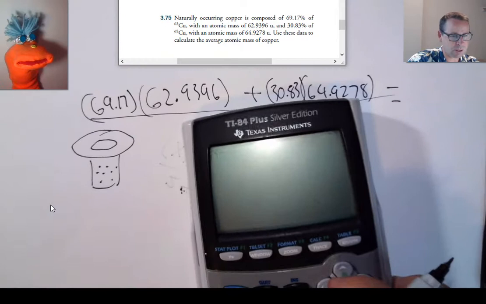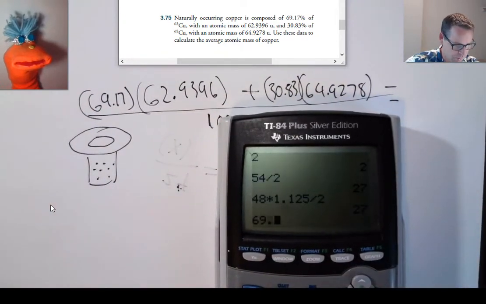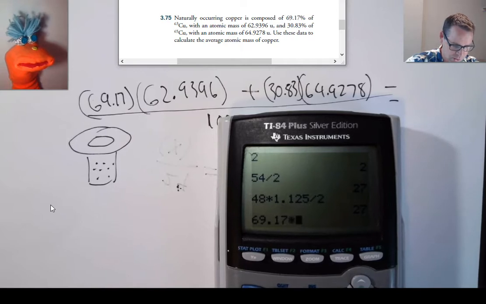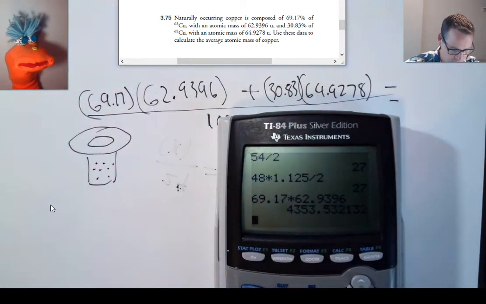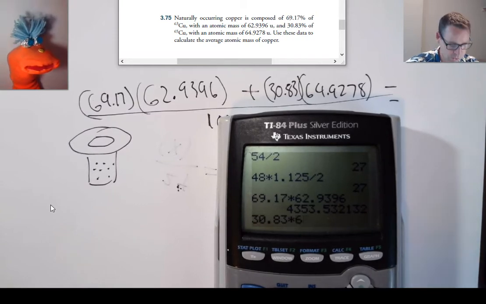So let's finish that up on the calculator here. 69.17 times 62.9396. All right, so that's the contribution there. And then we have 30.83 times 64.9278.